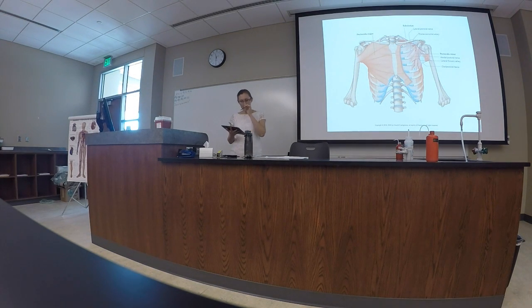Arterial supply, venous drainage, lymphatic drainage, all that. Any questions about all of that? Is it pretty clear?